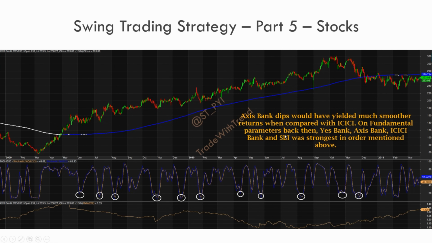Now this is again how I've classified Yes Bank as the best bank in terms of growth criteria. Yes Bank was growing at a more rapid pace than Axis Bank. Axis Bank was growing faster than ICICI, and ICICI was actually growing faster than SBI. So the crux of this strategy is to be into growth stocks and identify when those stocks will enter a period of weakness and then piggyback on the trend. That is what this strategy is all about.